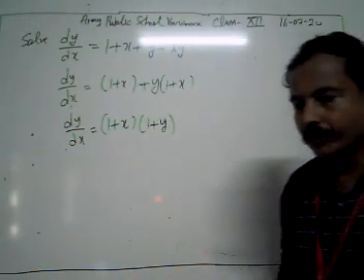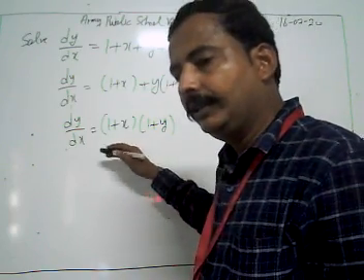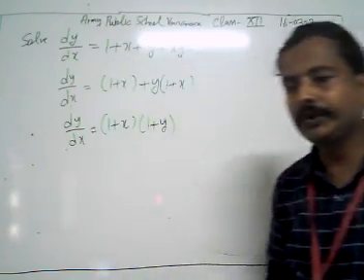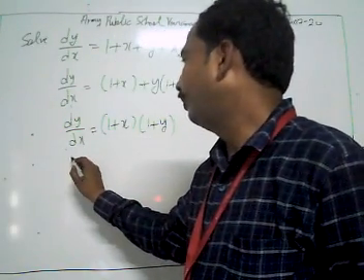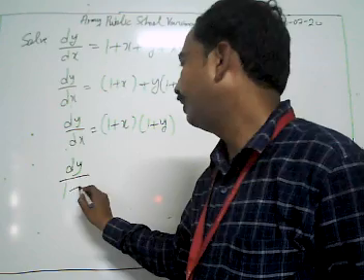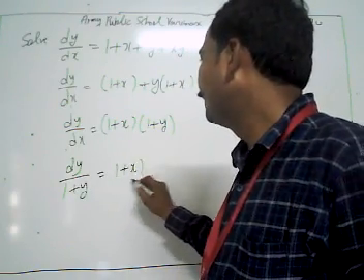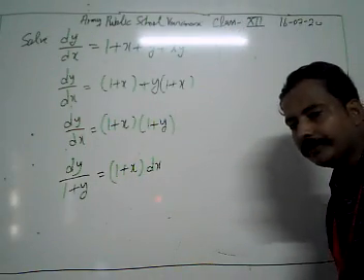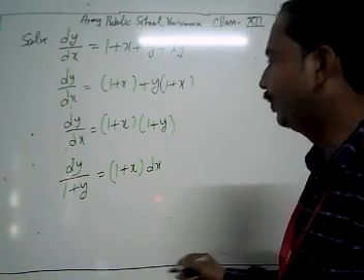Now look, first of all we reduced our given equation to (1 plus x) into (1 plus y). Then we can use the variable separable method. Then we have dy upon 1 plus y is equal to (1 plus x) dx. Now we have separated our variables, and we have to solve it. How can we solve it? Integrating both sides.